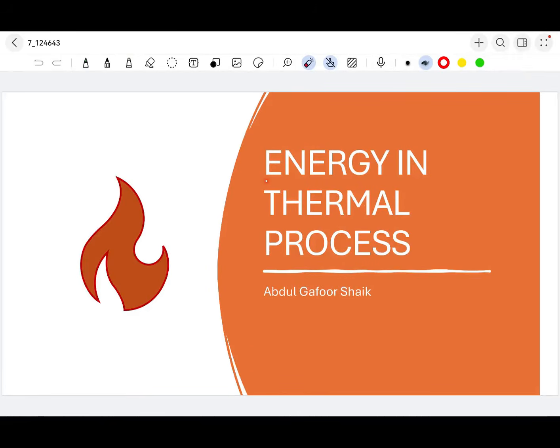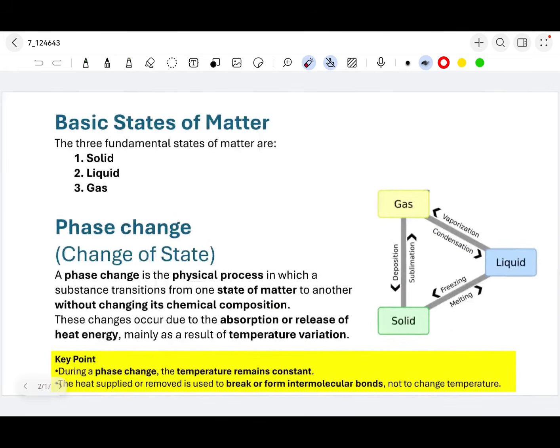Hi everyone, today's topic is energy in thermal process. In this topic, we start with the basic states of matter. Either you say states of matter or you say basic phases of matter. Okay, we know there are three basic states of matter, that is solid state, liquid state and gaseous state. Of course, there is one more phase, that is the plasma state, which we are not discussing in this video.